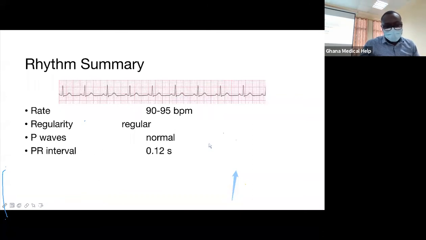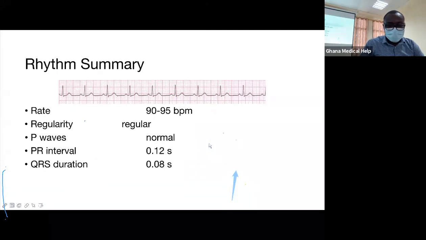Then the PR interval, that was the next thing we talked about. Then the last but not the least was the QRS duration, which we said was 1 small box to 3 small boxes, or 0.04 to 0.12 seconds. Okay, so based on what we have just talked about, you realize that the ECG is extremely simple. You are done in terms of a normal ECG.